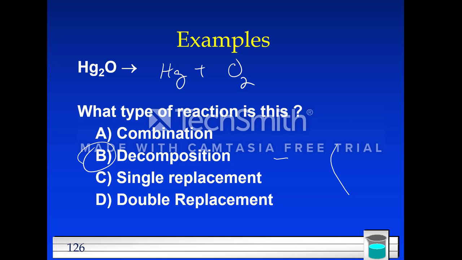Now I balance. 2 O's on the product side, so I've got to put a 2 in front of mercury oxide. That gives me 4 mercury, so I've got to put a 4 there.